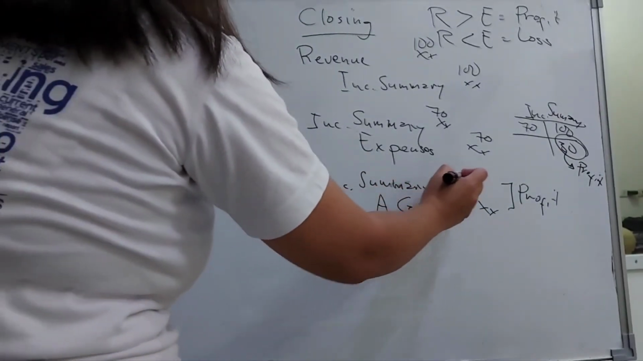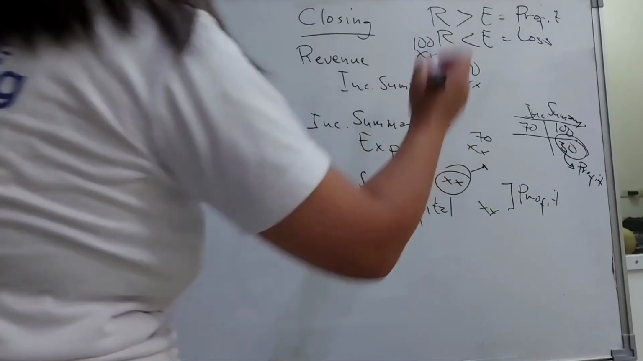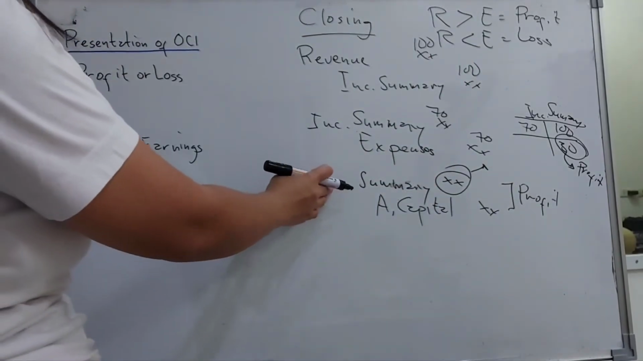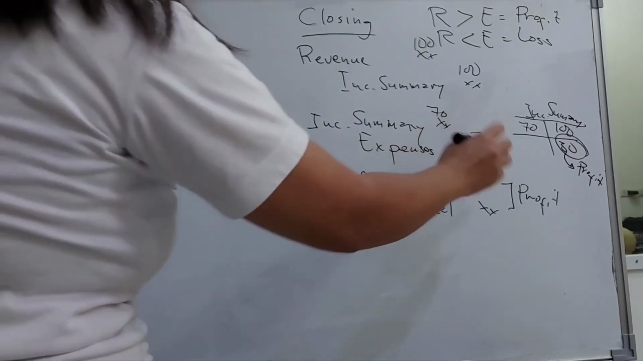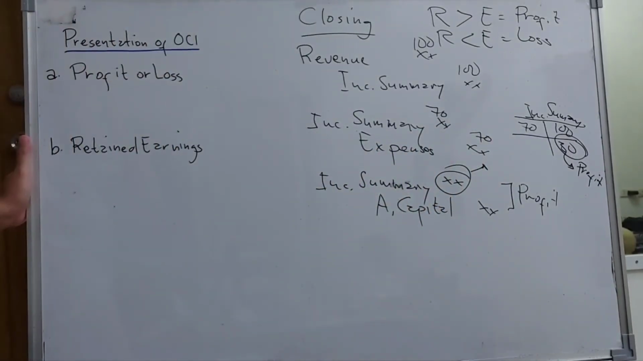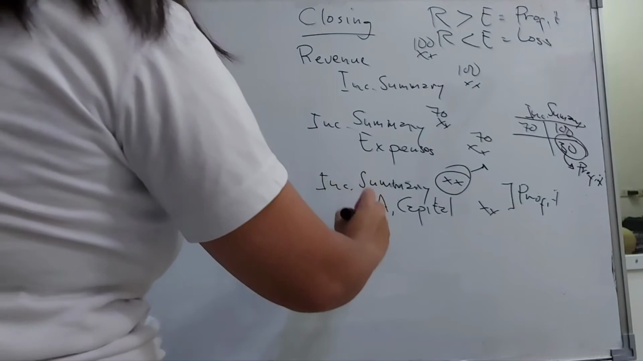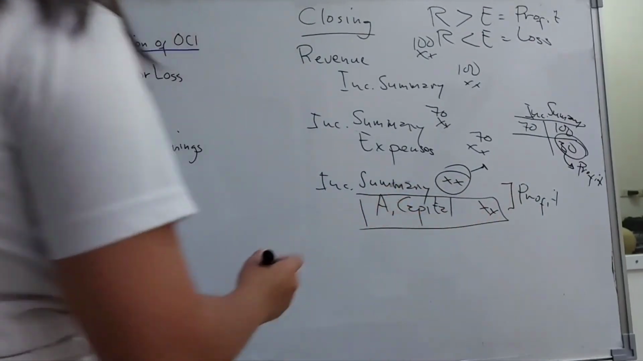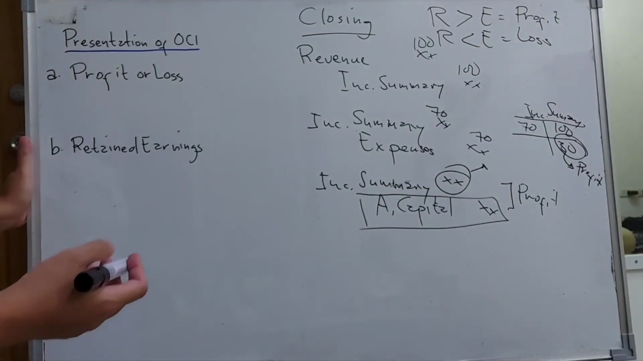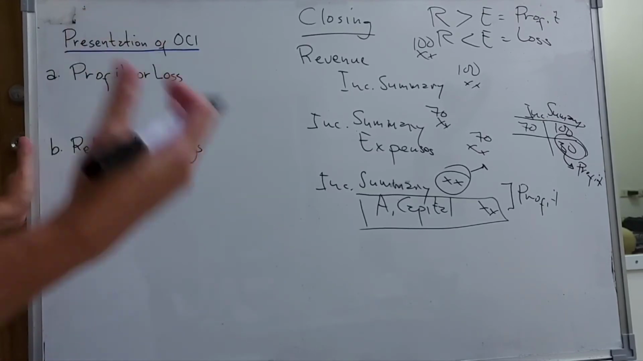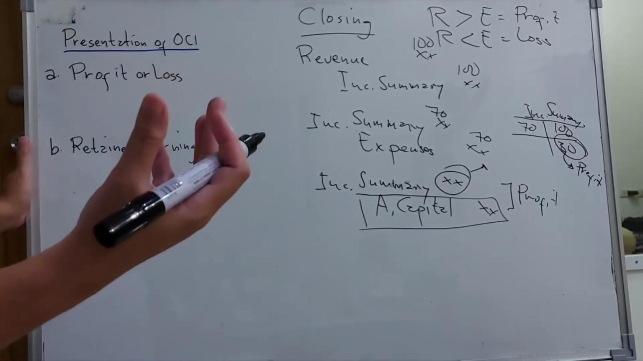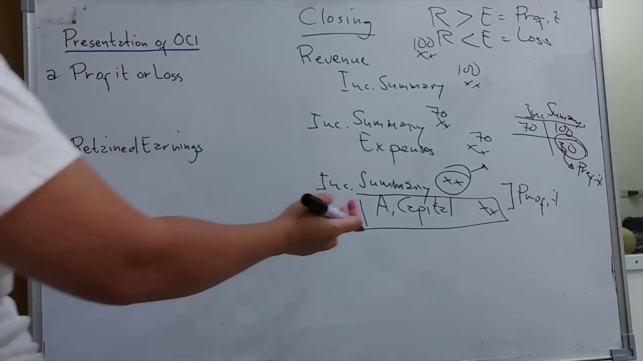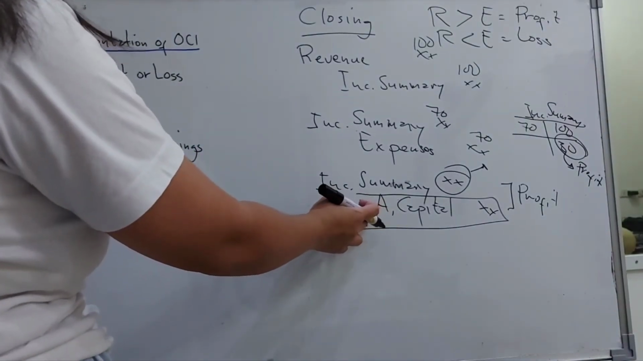So, ito yung profit or loss. Depende kung naka-debit or naka-credit. Ano lang ibig kong sabihin dyan? Pagdating sa sole proprietorship and partnership, pumapasok yung profit or loss saan? Sa capital. Okay? Kapag sole proprietorship or partnership, pumapasok sa capital yung profit or loss.